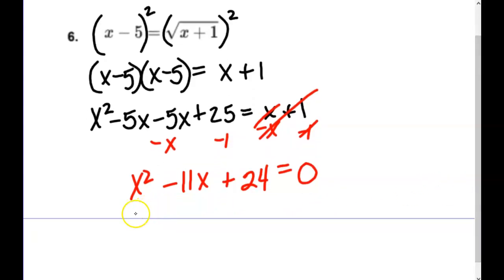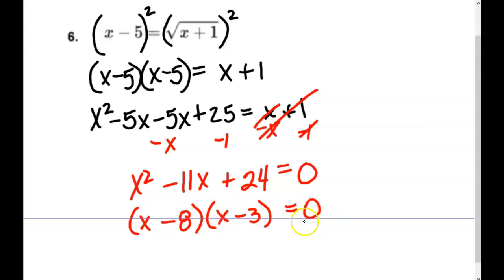That doesn't factor too bad. Factors of 24 that give us 11. 8 and 3. Does that work for everybody? Because you have two negatives multiply to make positive 24, but a negative 8x and a negative 3x give me a negative 11x. You get x equals 8 or 3.